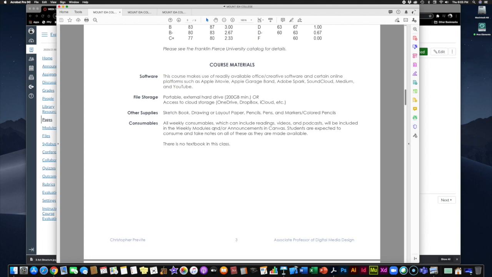Okay. Again, we talked about no textbook, but we do have weekly consumables, I like to call them, which could be everything from a video to a reading to a podcast. It could be a bunch of different things, and they will pop up in the modules or the announcements. And make sure you consume those, take notes on them, because we will talk about them, and or you will be using those things in your projects.